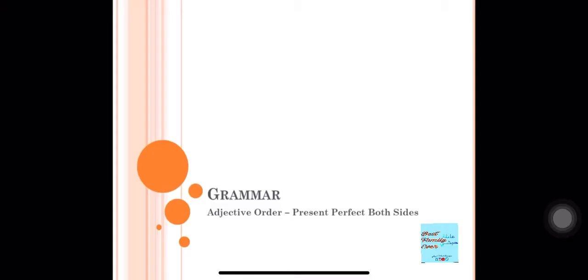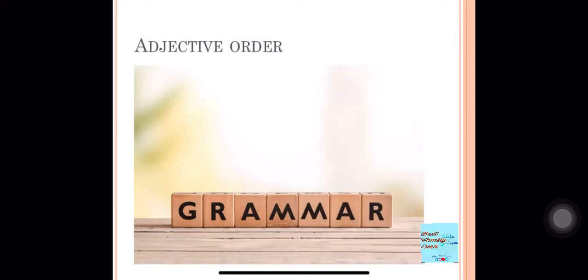We're going to learn about the adjective order and the present perfect both sides. What do we mean by both sides? We mean that we're going to learn the present perfect simple and the present perfect continuous. So first we are going to discuss the adjective order. What do we mean by the adjective order?